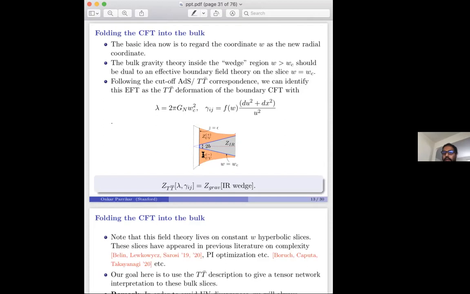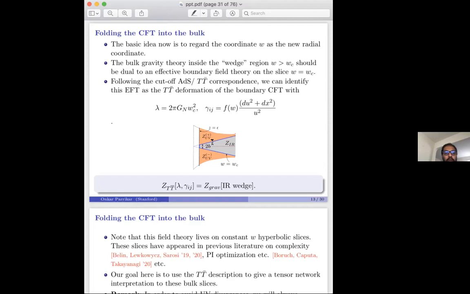Okay, I hope you can see the regions. So if you perform the bulk path integral in this orange region with some fixed metric on the asymptotic slice and some other metric gamma on this folded slice, and then you integrate over gamma, that gives a relation between the asymptotic partition function and the partition functions on the folded slices, but with some arbitrary metric gamma on the folded slice.